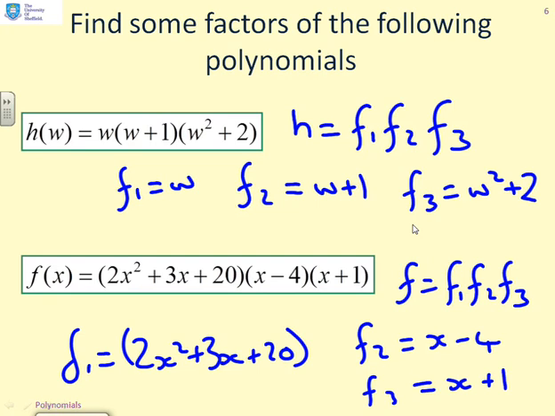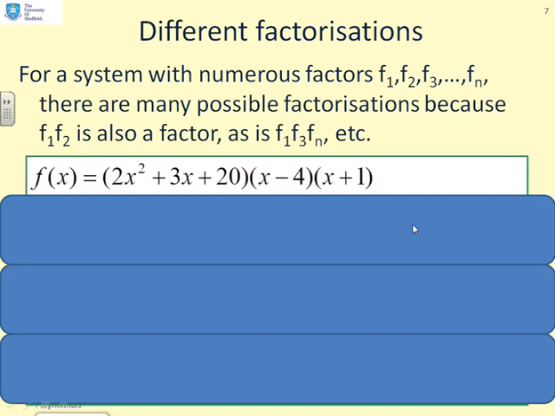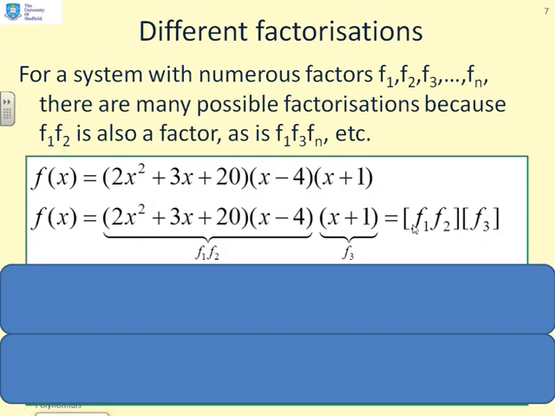So there we go. We can see how to factorise polynomials in a very simple form. But there's one more subtlety that we need to cover in this particular video. In general, a system may have numerous factors. Could have a factor f1, f2, f3, all the way up to fn. Now in this case there are many possible factorisations, because not only is f1 a factor and f2 a factor, but also f1 times f2 is a factor, as is f1 times f3 times fn, and many others. So if we look at the example here, I've got f of x equals 2x squared plus 3x plus 20 times x minus 4 times x plus 1, as on the previous slide. I could factorise this as follows.